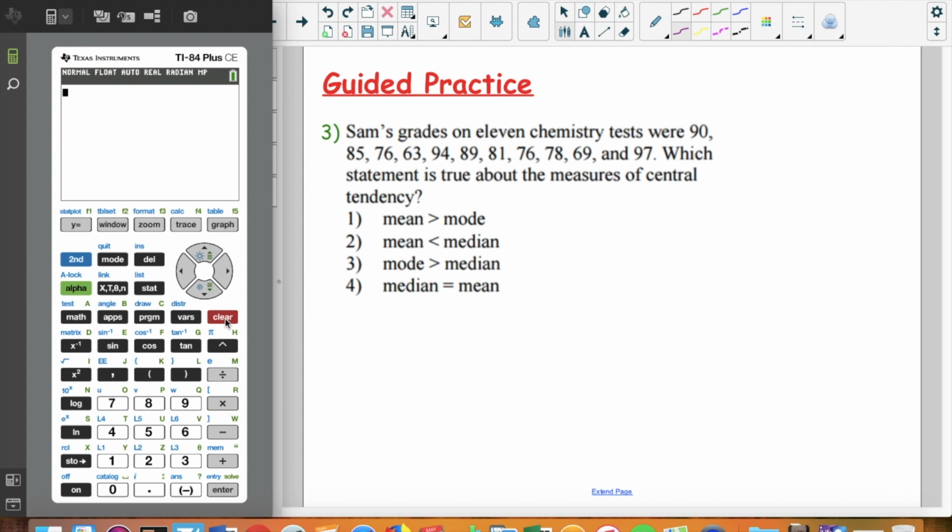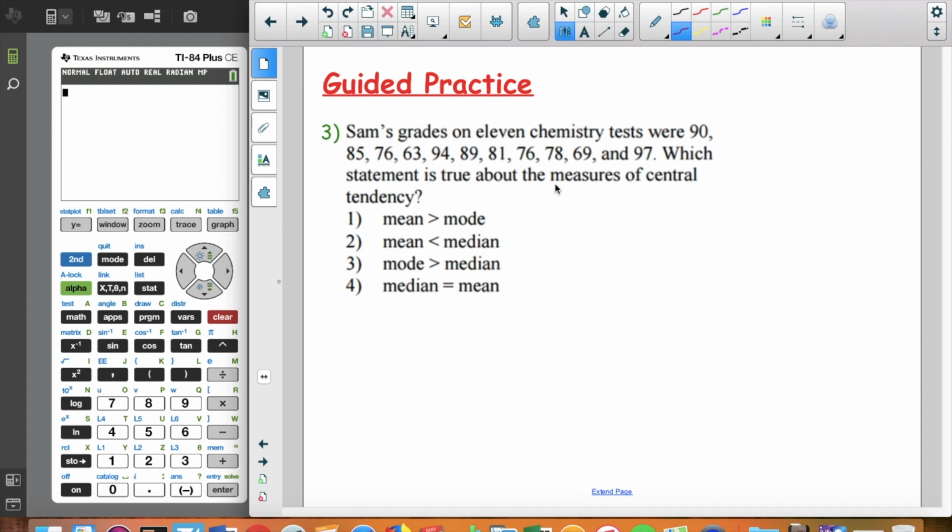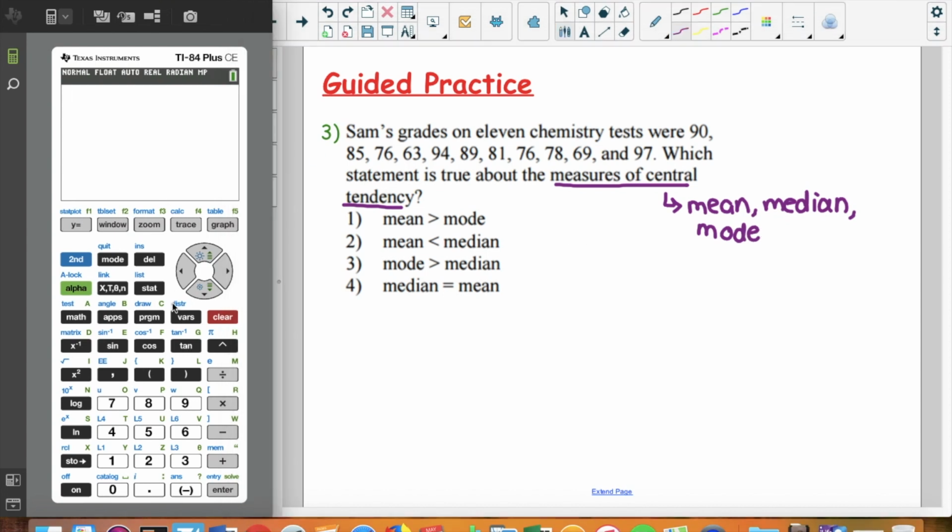So it gives us the grades on the test, and it says which statement is true about the measures of central tendency. The measures of central tendency are the mean, median, and mode. Okay, so we have to find those three values. So now, go to the calculator, you're going to press Stat. Then you're going to press Enter on Edit. Now you're going to type all your values into L1.